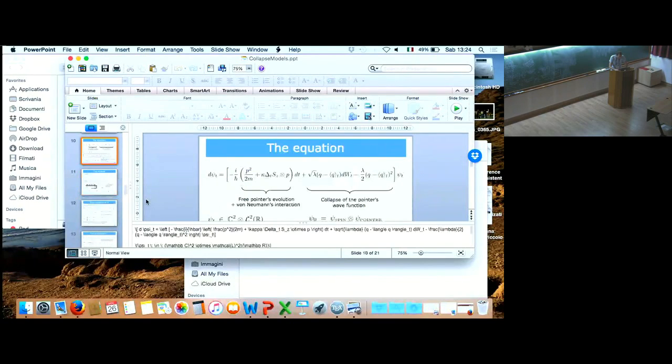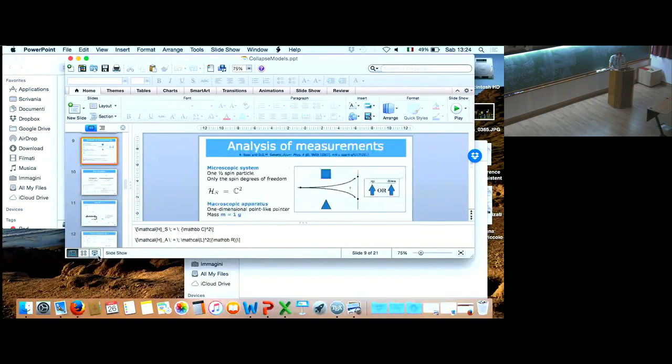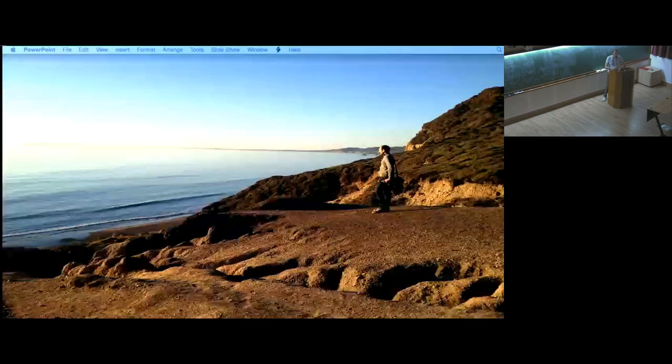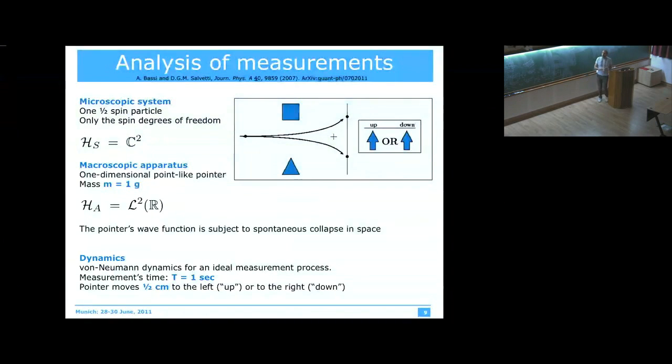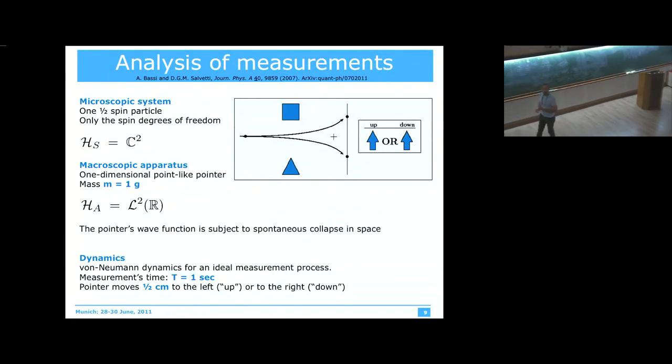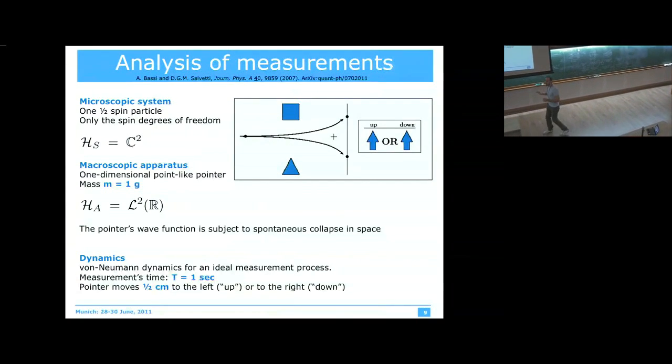So I want to change, okay, we start from here. I will make the story hopefully short. So now, what about observables? What about momentum? What about spin? What about energy? Now we talk about measurements.